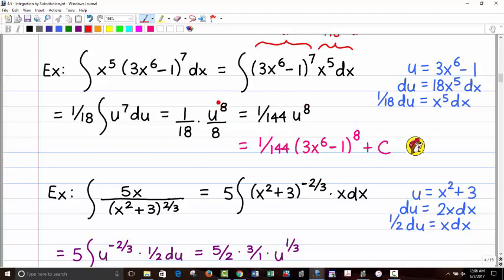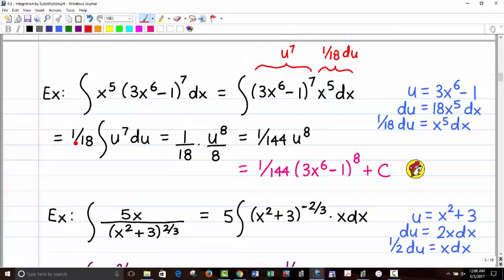So then the 1/18th here can come to the outside of the integral. Multiplied constants can always move out. And then you're just left with u to the 7th du. Simple power rule. It'd be u to the 8th over 8. 18 times 8, so it's 144 u to the 8th. And then the very last step would be to replace u with what it's defined as here: 3x to the 6th minus 1, raised to the 8th, plus c. Don't want to forget our plus c.